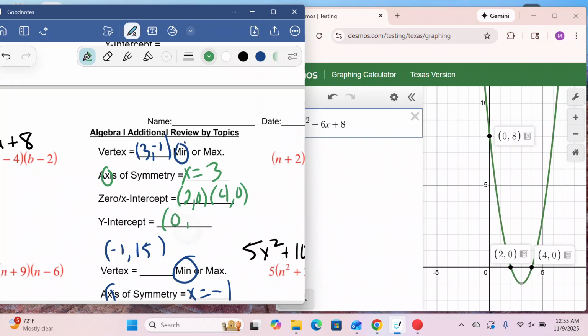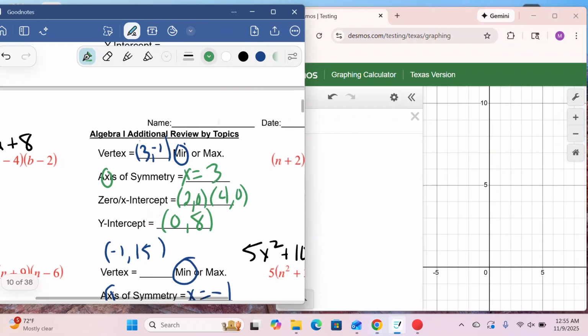So it is 0, 8. So once again, my vertex is 3, -1. It is a minimum value. It has an axis of symmetry of x equals 3. It's got x-intercepts at 2, 0 and 4, 0, and it's got my y-intercept at 0, 8. And who did all the work for us? Desmos did.